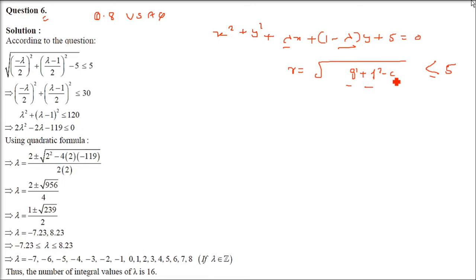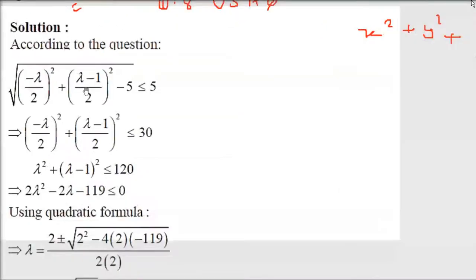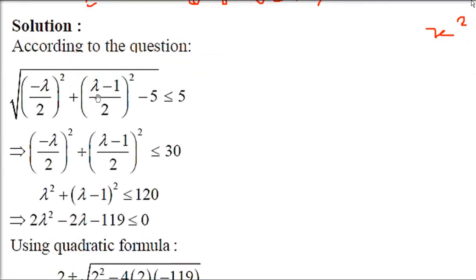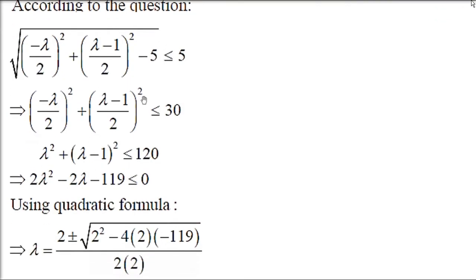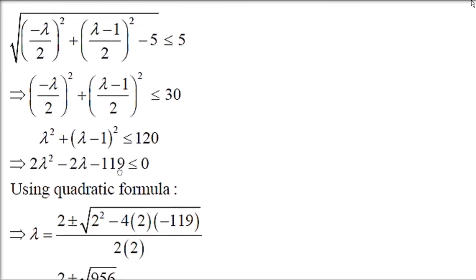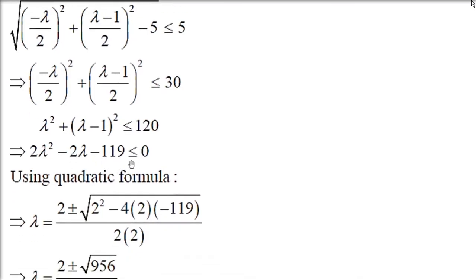So just compare lambda x with 2gx, and 1 minus lambda y with 2fy. So we'll square: under root g square plus f square minus c is less than or equal to 5. We'll equate them or use the inequality sign, square them. Finally, you will have a quadratic equation. This we have already discussed.